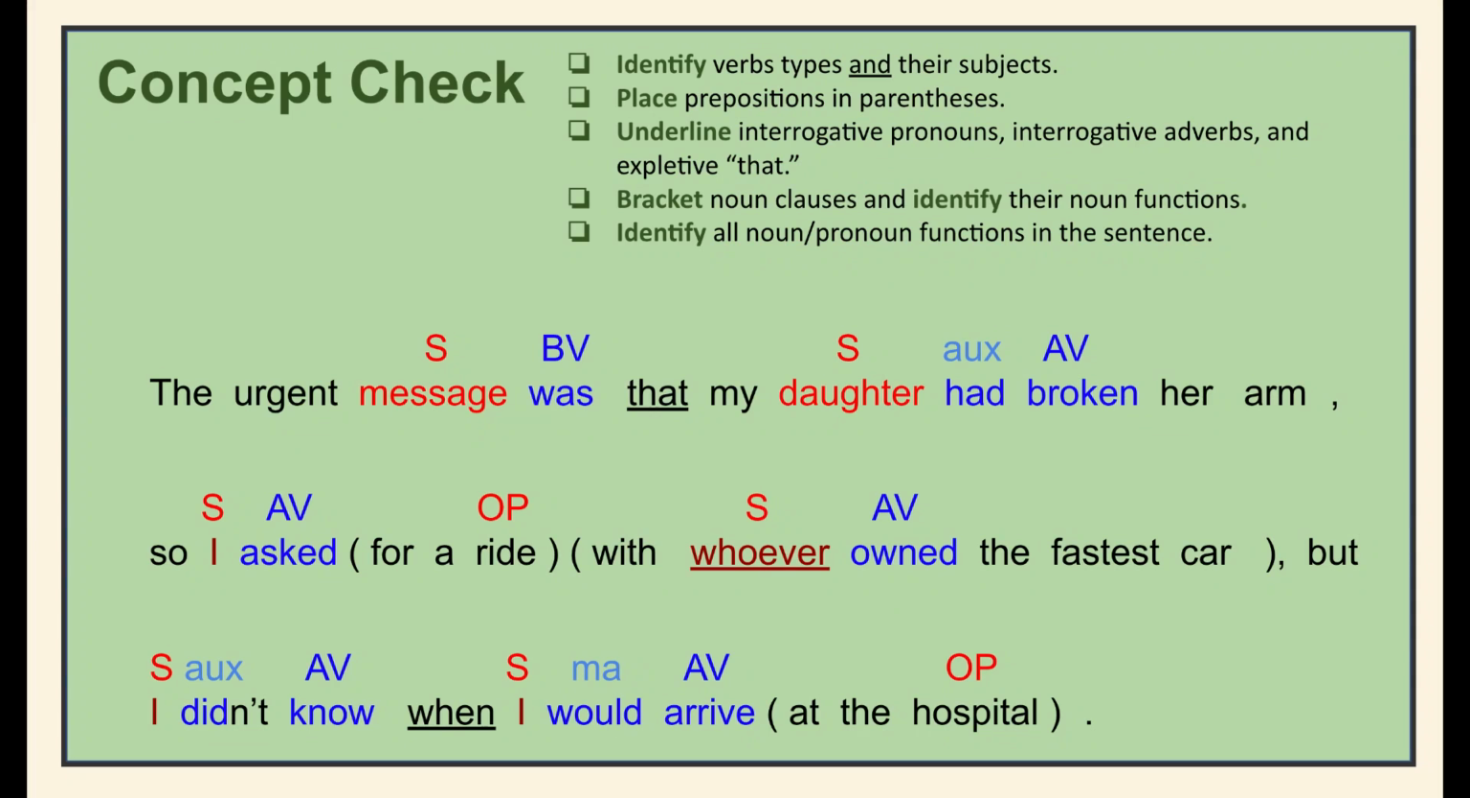Next, place parentheses around all of the prepositional phrases. There are 3 prep phrases in this sentence: for a ride, with whoever owned the fastest car, and at the hospital.